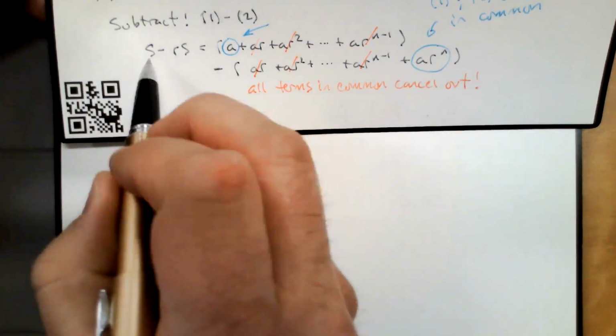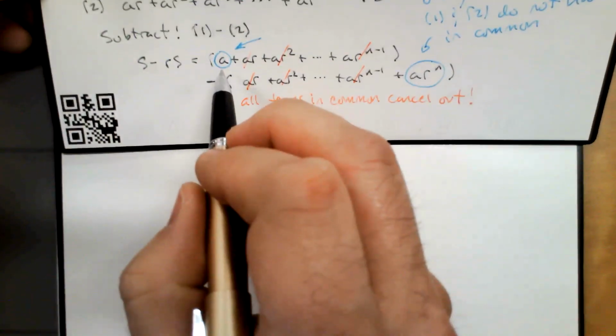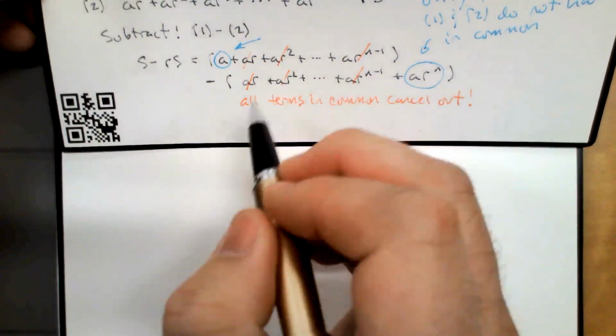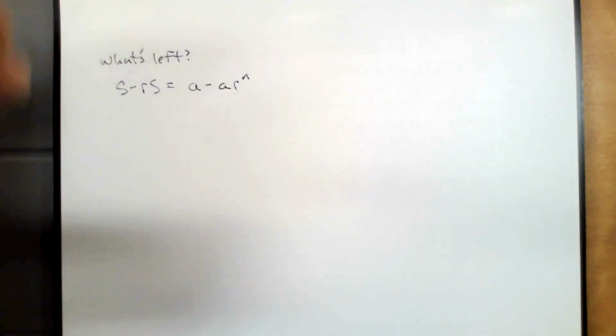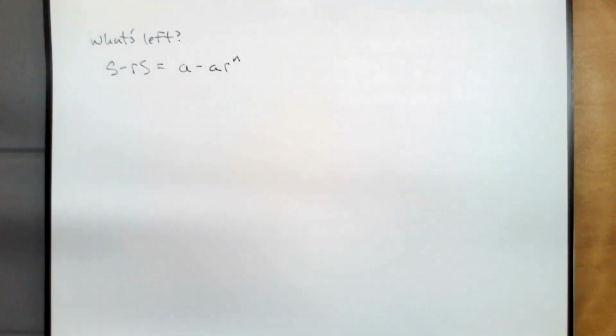So on the new left side, I've got S minus rS. And on the right, I have a minus ar to the n because everything else canceled out. The point of this exercise was to figure out what the sum of the series was, so that means solve for S. The point was to try to find the sum of the series. So now we're going to solve for S.